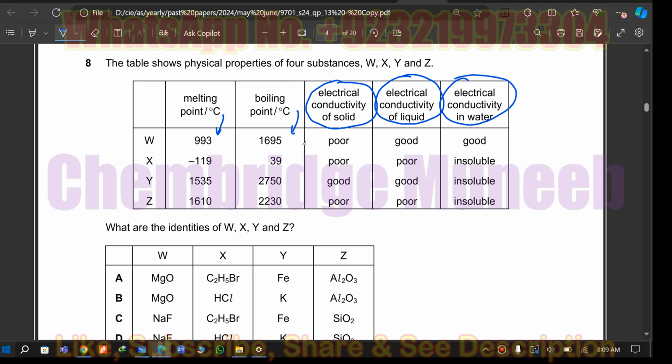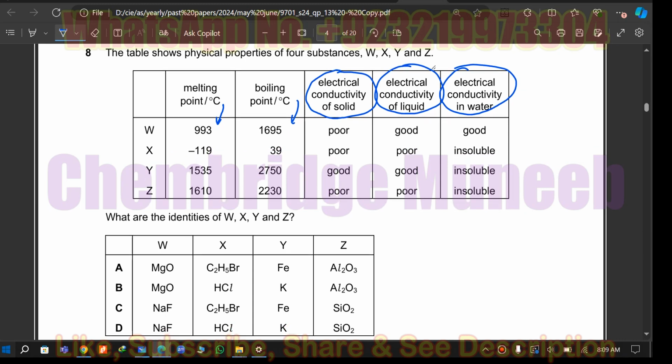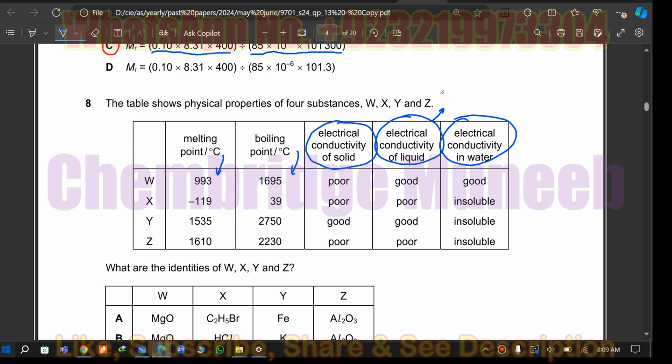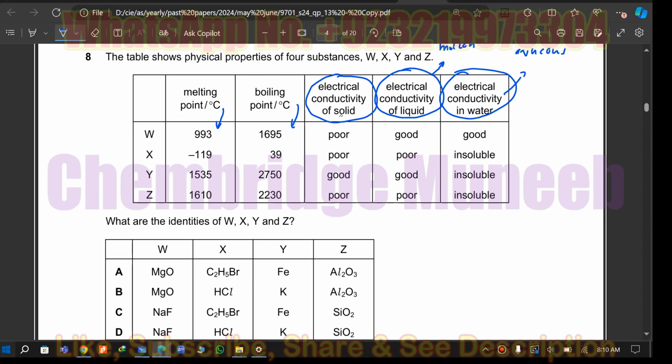It says that W has electrical conductivity in solid form as poor, and in liquid form is good, and when it is in water it is also good. In liquid it means the molten form, and in water it means the aqueous form. So both in molten and aqueous form the electrical conductivity is good, but in case of solid form the electrical conductivity is not good.